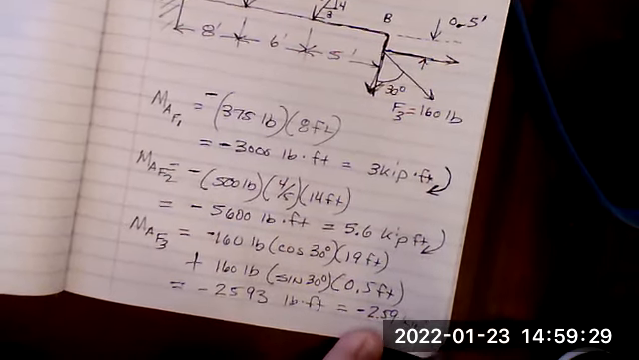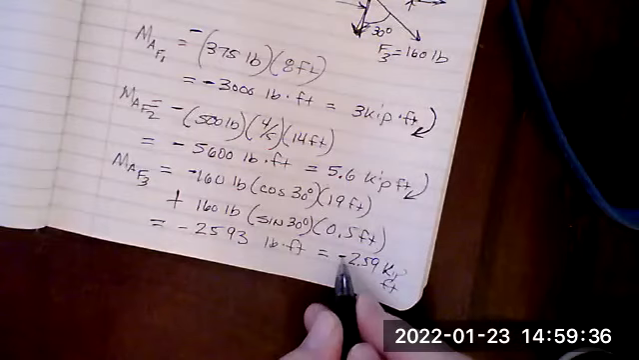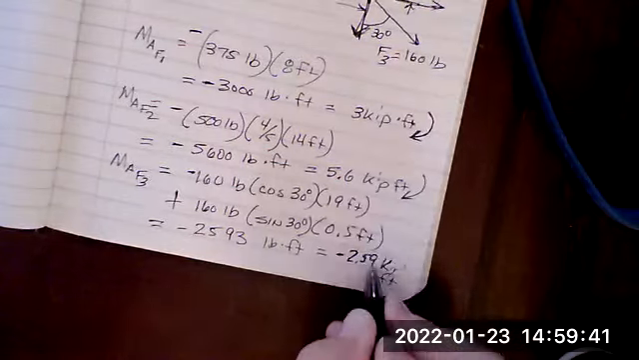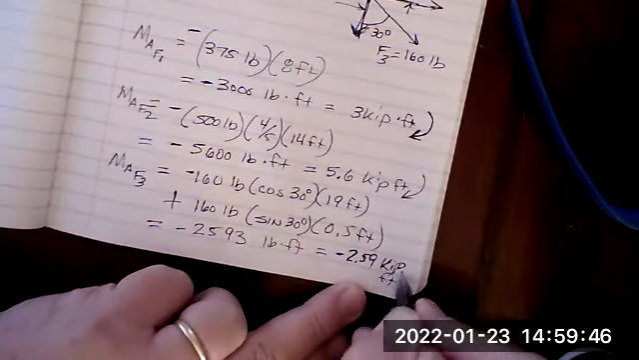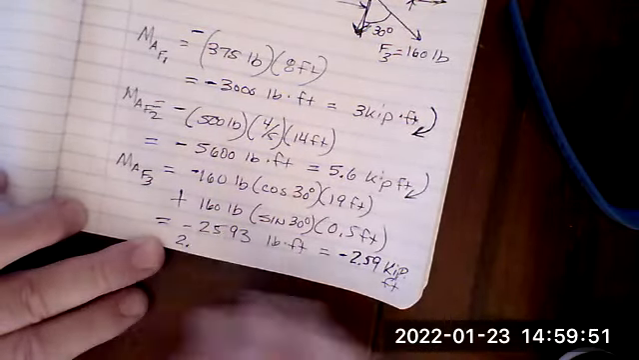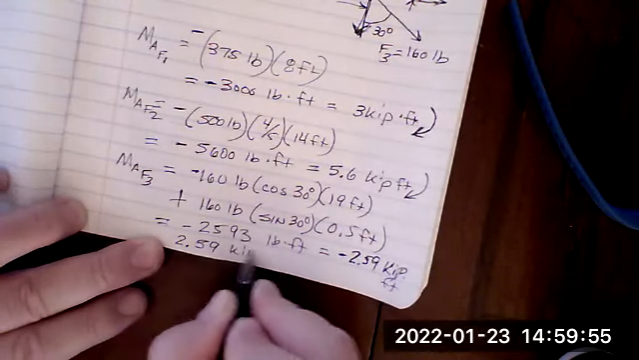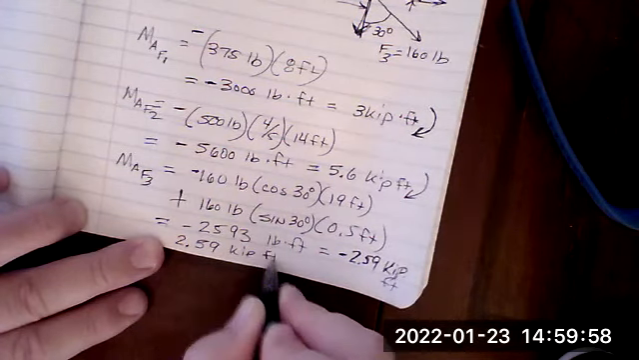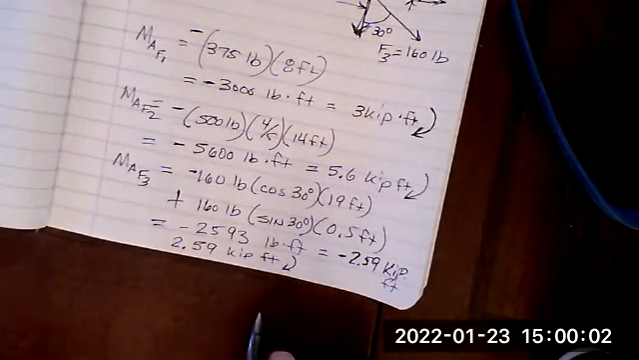Kip foot. Okay, it's hard to write here. It's a negative 2.59 kips times, it's not divided by feet, but times feet. And so this is the final answer. You're going to get rid of the negative sign, 2.59 kip feet, and your sign is going this way.